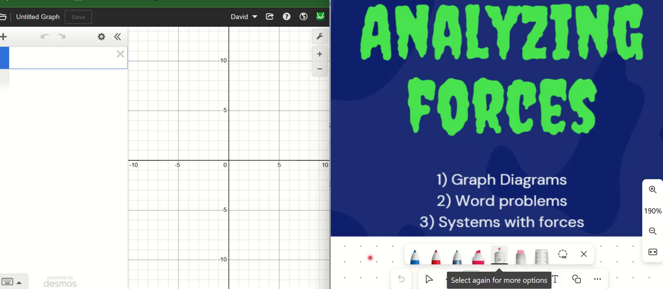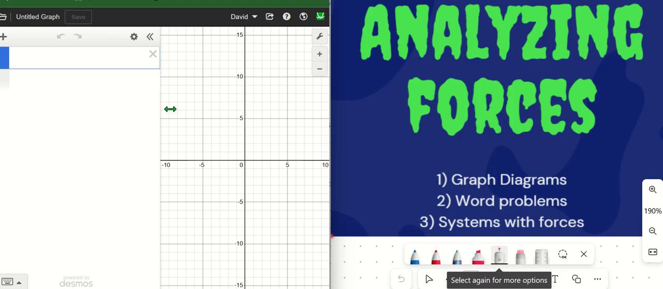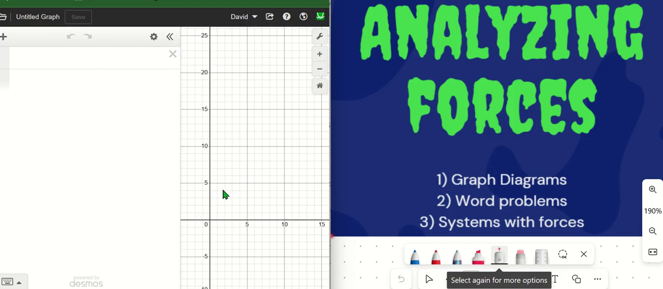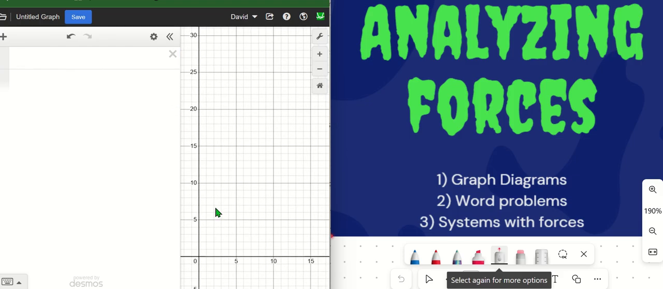But if we have a case where there's static equilibrium, or dynamic equilibrium, meaning that our object is not accelerating, we could solve for specific forces. Or if we know the acceleration, we could also solve for specific forces. So there's a lot we can do with this. I'm going to show you how to build the free body diagrams, and then we're going to use Desmos to actually solve these.